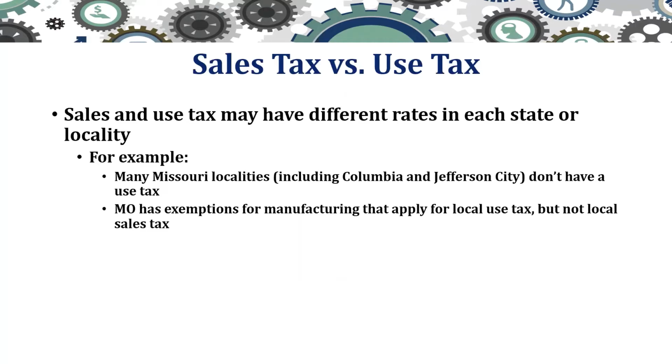It makes it even more confusing because there are even certain exemptions, like Missouri has a manufacturing exemption that applies for local use tax, but not local sales tax. So not only do you have local rates that might be different, you might have exemptions that apply for one or the other. So this is where it gets overly confusing. But just a word of warning to pay attention to the fact that there is a difference between the two of these.